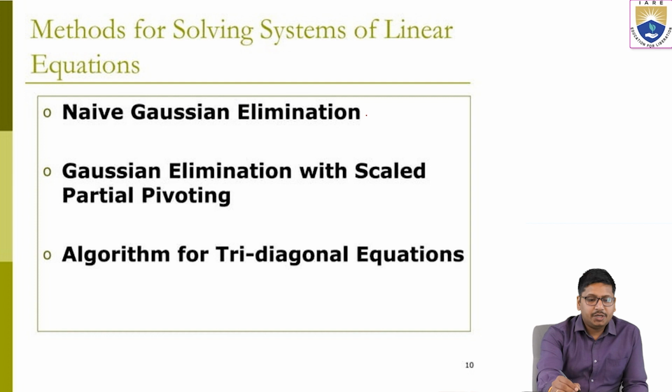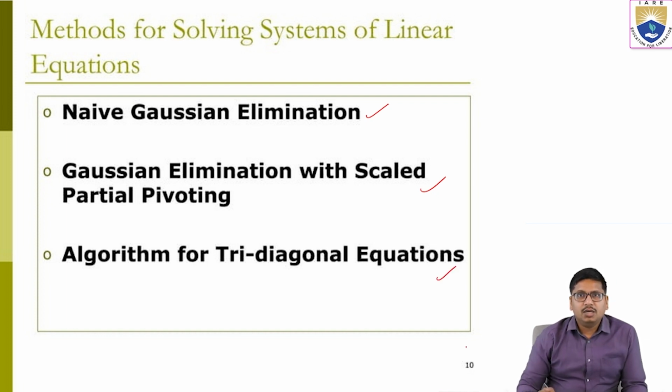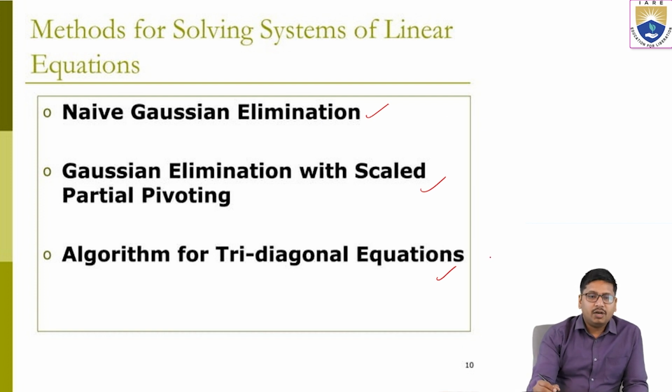Gaussian elimination is one of the methods, then Gaussian elimination with scaled partial pivoting, and the next one is the algorithm for tri-diagonal equations. These three are the methods that are available: Gaussian elimination, Gaussian elimination with scaled partial pivoting, and the algorithm for tri-diagonal equations.